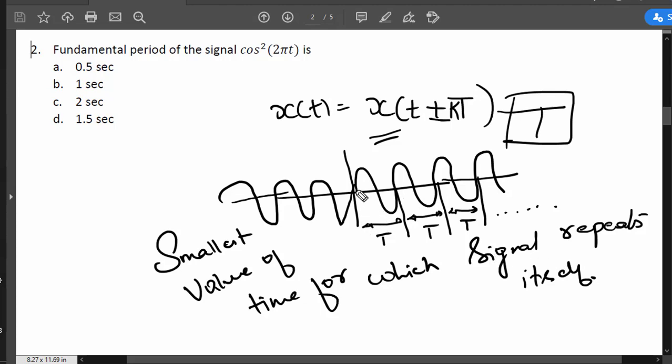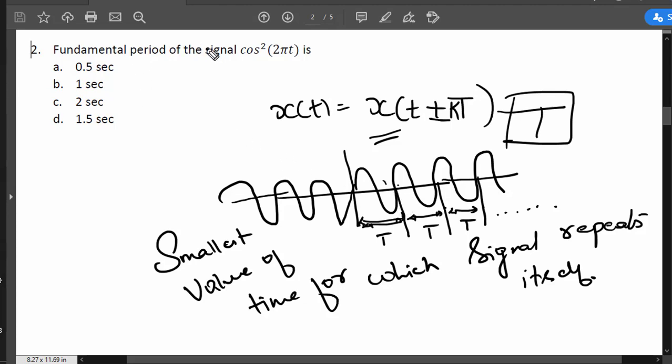Now if I take this one period and shift it right, it overlaps. If I take from here to here and shift it right T times, then also it overlaps. But what is the smallest value of time for which the signal repeats? The smallest value of time is only capital T. From here to here it's repeating, from here to here also it is repeating. But what is the smallest value of time? It is only from here to here. Therefore, the smallest value of time for which the signal repeats itself is called the fundamental period.